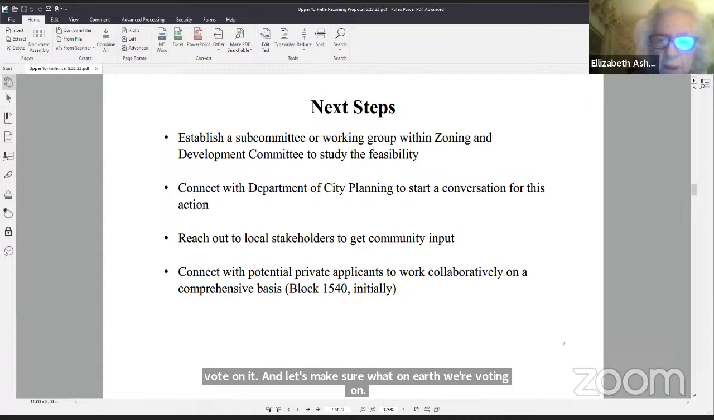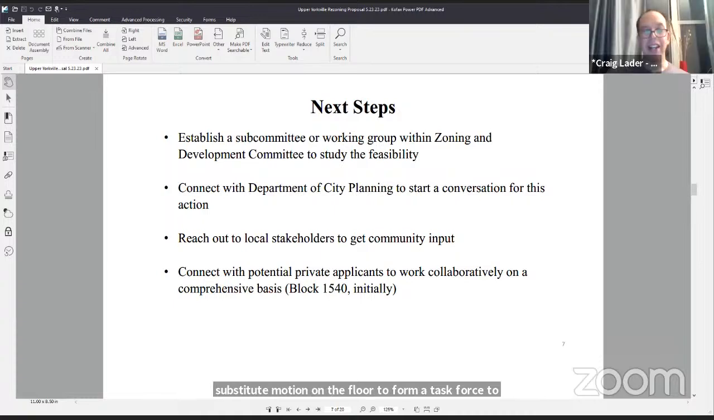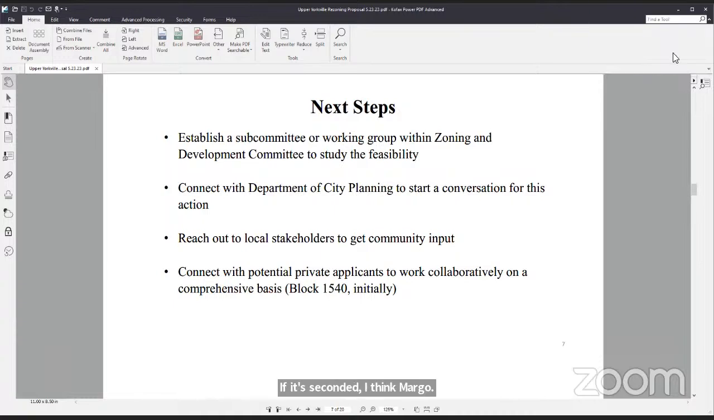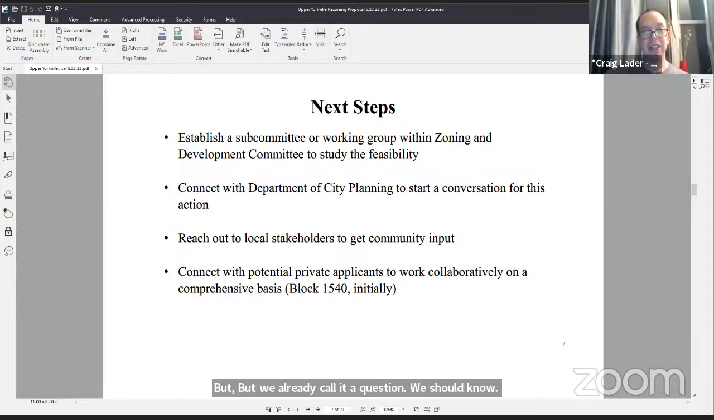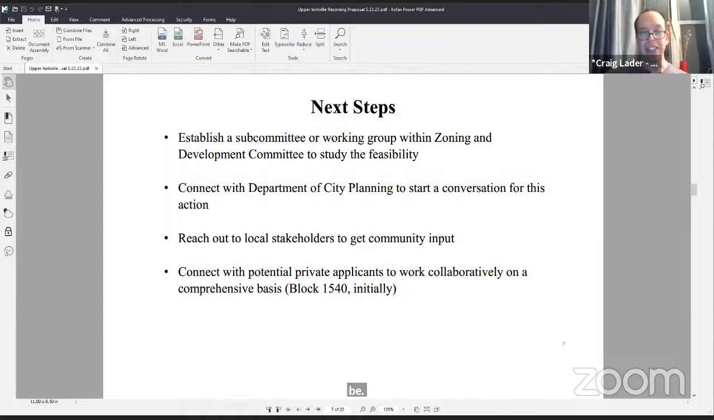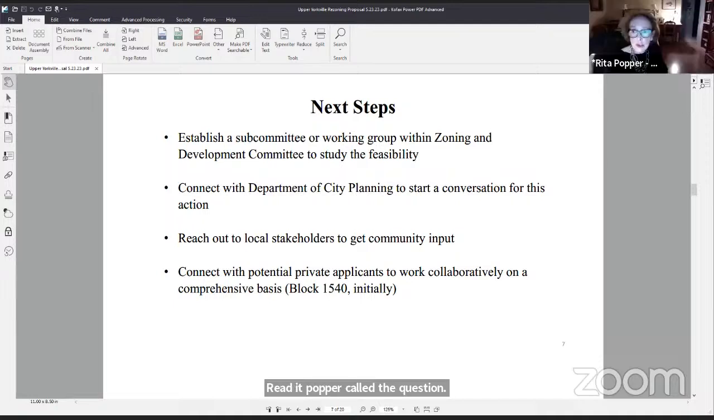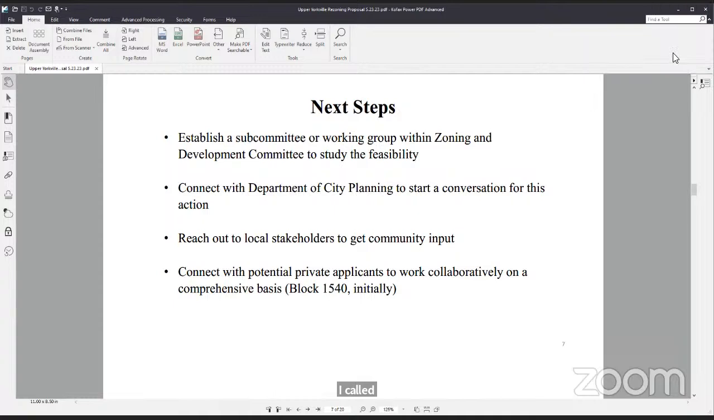Okay, Judy? Thank you, Elizabeth. I'd like to put a substitute motion on the floor to form a task force to study this issue. If it's seconded, I think Marco is seconding my substitute. But we already called the question. We should not be. No, Craig, you spoke and called the question. That's not legal. No, I didn't call the question. I raised the resolution. Others called the question. Okay, I think we have to know who did that, because I don't think that's what happened. Rita Popper called the question. It was seconded. And now Elizabeth Rose has called the question again. Okay, then I withdraw my motion and I'm with Elizabeth. Let's vote. Marco?